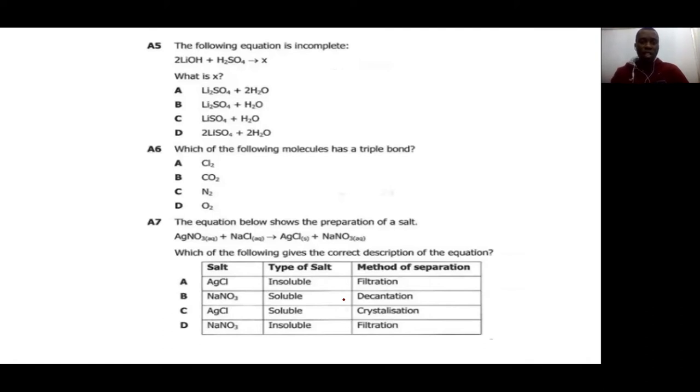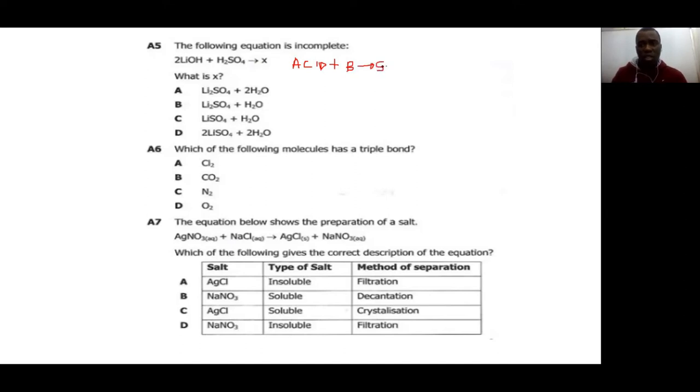Okay, we can proceed to question 5. The following equation is incomplete. Now, they are saying 2 lithium hydroxide plus sulfuric acid is equals to X. Now, here we need to have our basic knowledge, which says when you add an acid, so I'm just trying to summarize an equation here. An acid plus a base, so this B will be for a base, it is going to give us what we call a salt, okay?